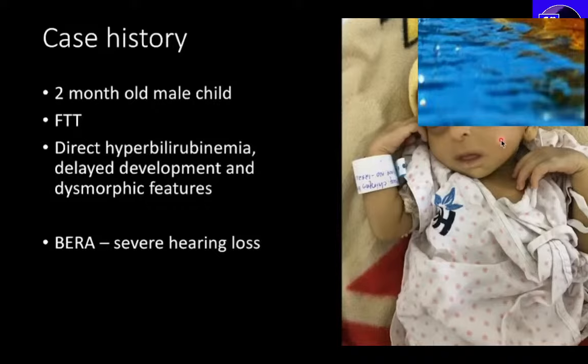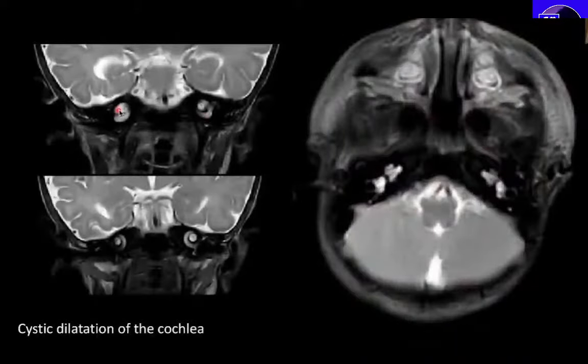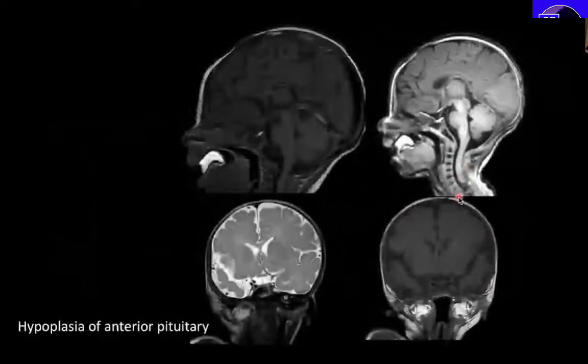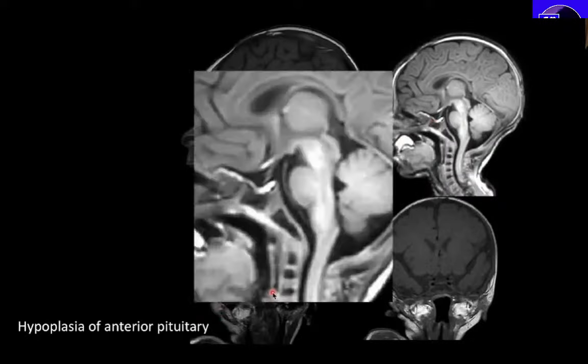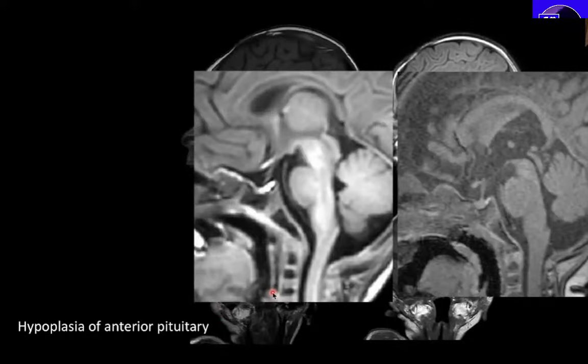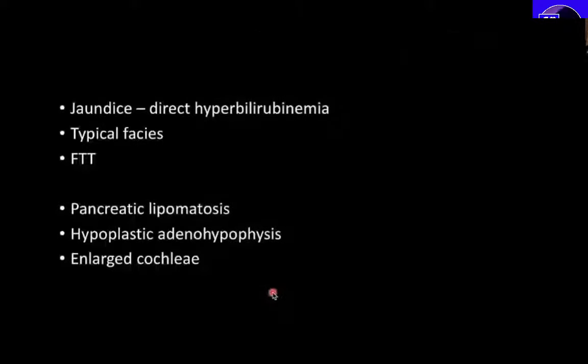BERA showed severe hearing loss. Here we are seeing that the cochleae are grossly enlarged in size, with cystic dilatation. The pituitary gland is also hypoplastic. The adenohypophysis is very small, hypoplasia of the anterior pituitary, which is well seen on the blown up images. So this patient has jaundice, the typical face with a hook-like nose, and failure to thrive. Also there was pancreatic lipomatosis, hypoplastic adenohypophysis and enlarged cochleae.